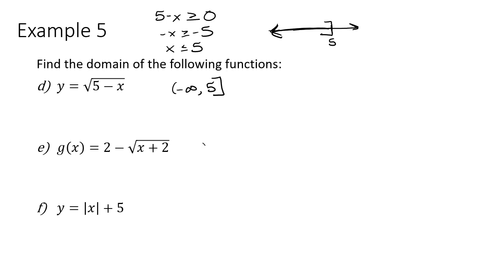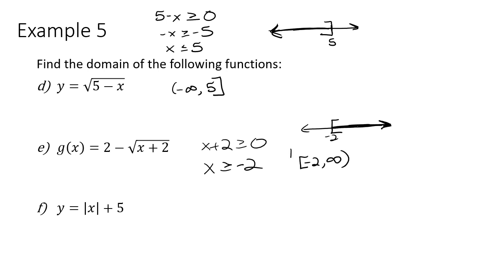All right, so same as before, I'm going to say the inside of the square root, x plus 2, has to be greater than or equal to 0, not negative. Well, this is pretty easy. We just subtract 2 from both sides to get x is greater than or equal to -2. And so in interval notation, this one would be from -2 to positive infinity.